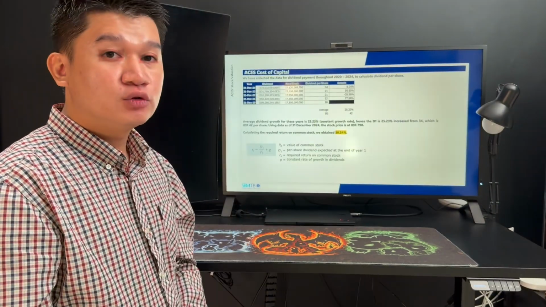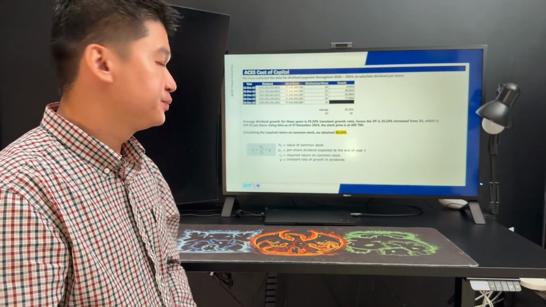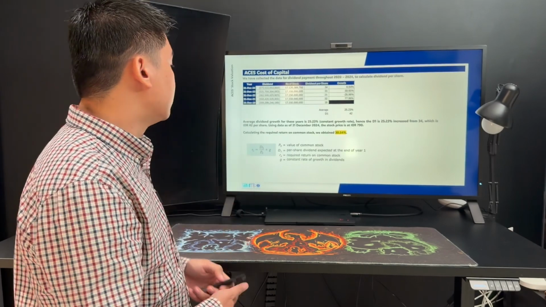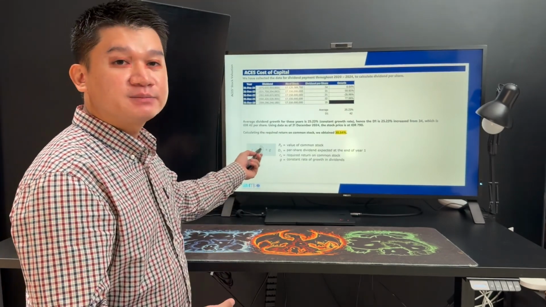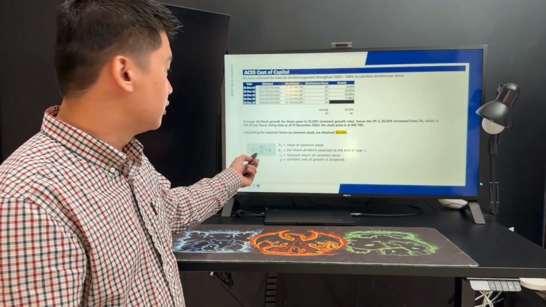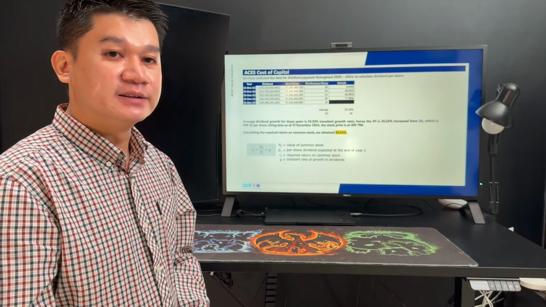The second task is to calculate the ACE cost of capital. To calculate the ACE cost of capital, I'm using the dividend model. So basically, to calculate the required return of the common stock, I'm using the expected dividend next year divided by the current common stock price plus the constant growth rate in dividends.